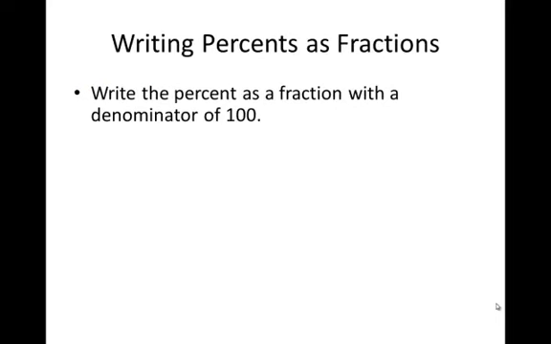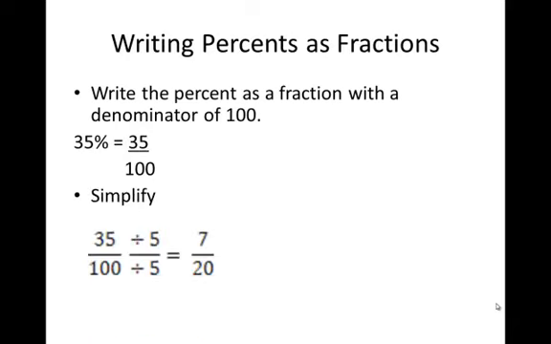Writing percents as fractions: write the percent as a fraction with a denominator of 100. So if it was 35%, that would automatically just go to 35 over 100. And then, of course, you want to take this and simplify it. So divide the top and bottom by 5 to end up with an answer of 7 over 20.